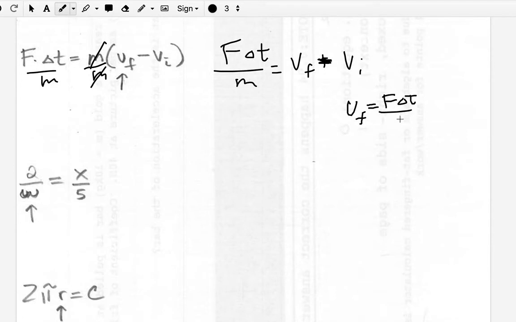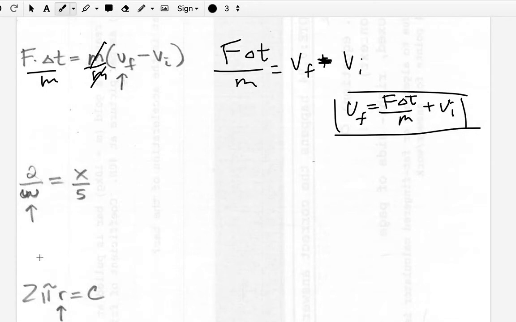We have F delta t over m equals vf plus, there should be a minus vi. Adding vi to both sides, we get vf equals F delta t over m plus vi. Okay, what about this one?